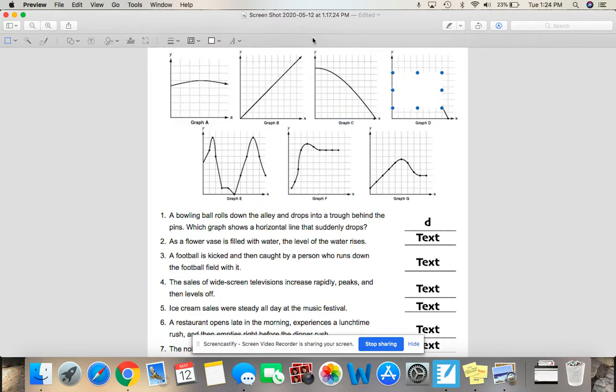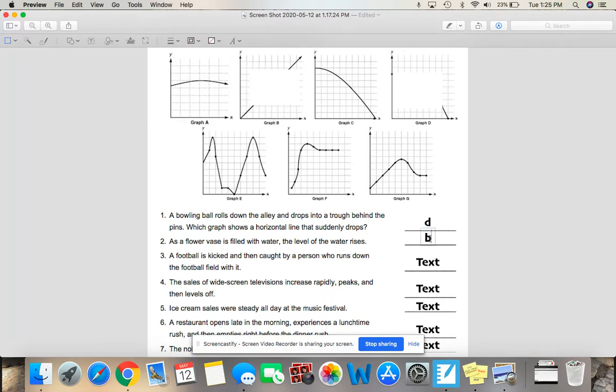All right, so the next one is a flower vase is filled with water. So thinking about time, over time, the water is going up, up, and up, and we're doing it at a constant rate. So that means that when the time starts, we have no water, and then it keeps going up, up, and up. So for this one, graph B is what's going to represent our situation. I'm going to cover that one up. That one's now been used.